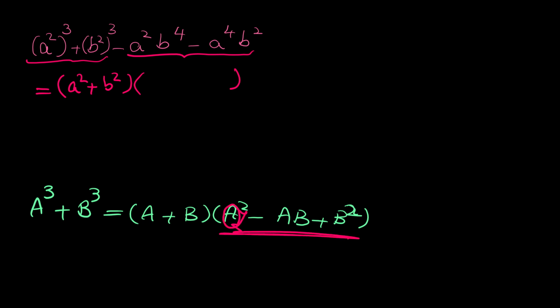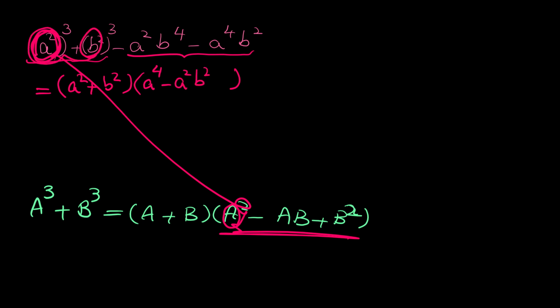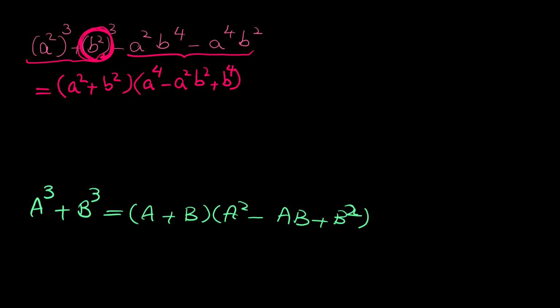What is a to the 2? What is this term to the 2? a² to the 2 would be a⁴, minus a²b², minus this times this, minus a²b², and finally b² to the 2 would be b⁴. And that's it for the first group.